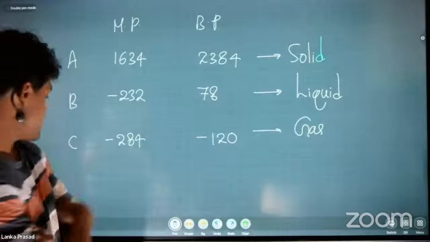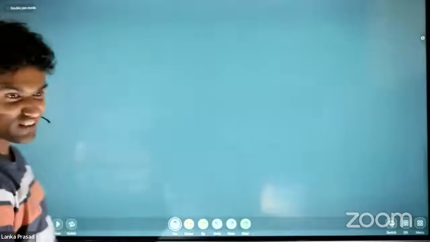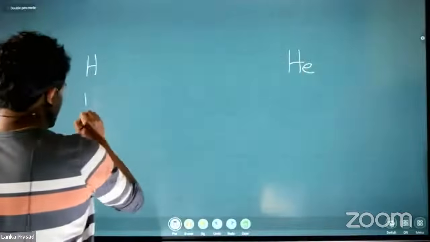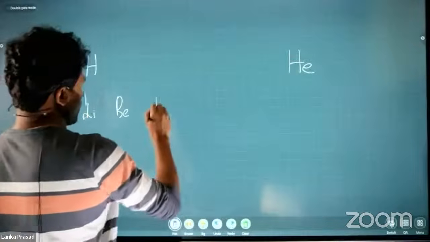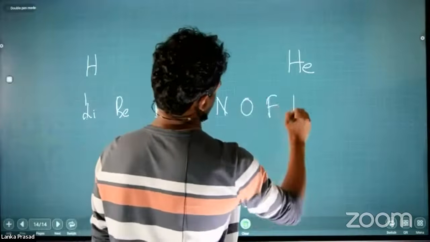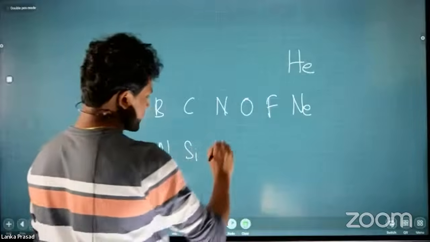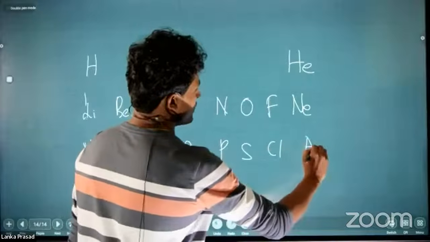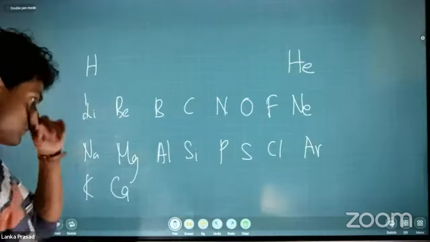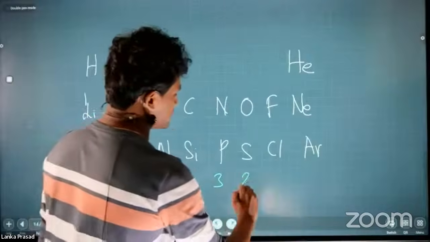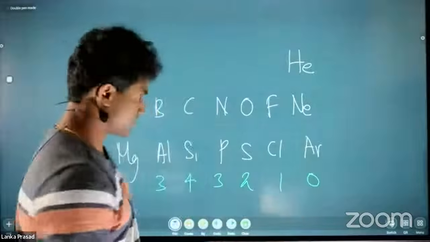Another simple and very easy fact we have to discuss, then we can end today. Now listen. Hydrogen, helium, lithium, beryllium, boron, carbon, nitrogen, oxygen, fluorine, neon. Then sodium, magnesium, aluminium, silicon, phosphorus, sulfur, chlorine, argon, potassium, calcium. Now look at the valency: 1, 2, 3, 4, 3, 2, 1, 0. Those are the valencies.